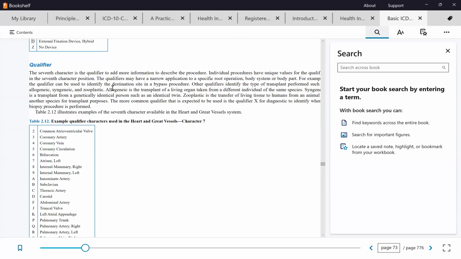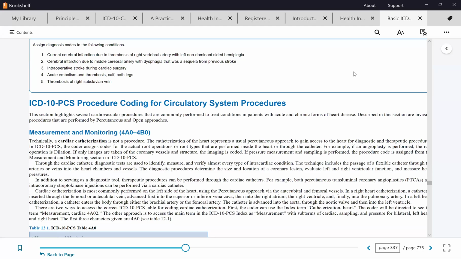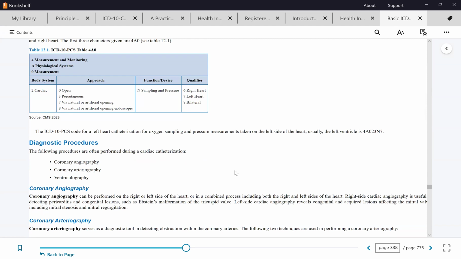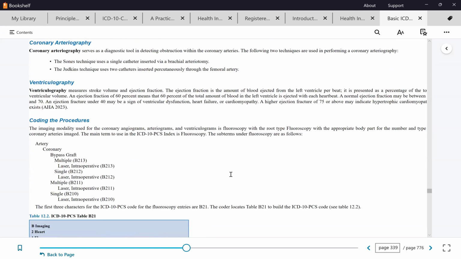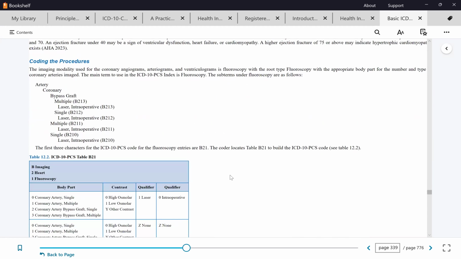It may be helpful to look at Chapter 2. They have some specific things about the heart and great vessels in Figure 2.12. You may want to review this section. This chapter covers things like measurement and monitoring, which you can see the first three characters are 4A0 through 4B0. Please pay special attention to the tables that describe the different characters in this chapter.